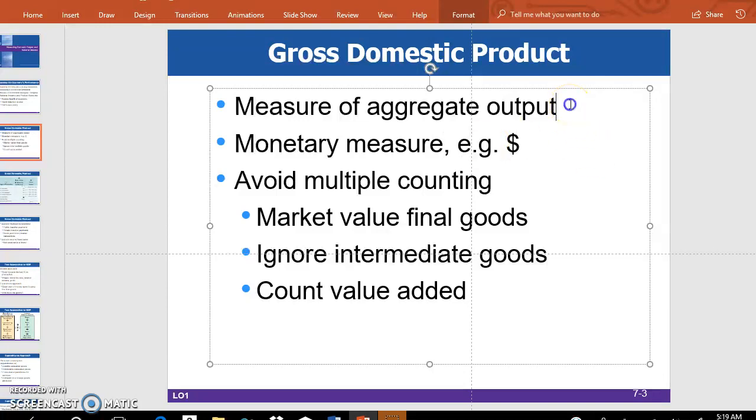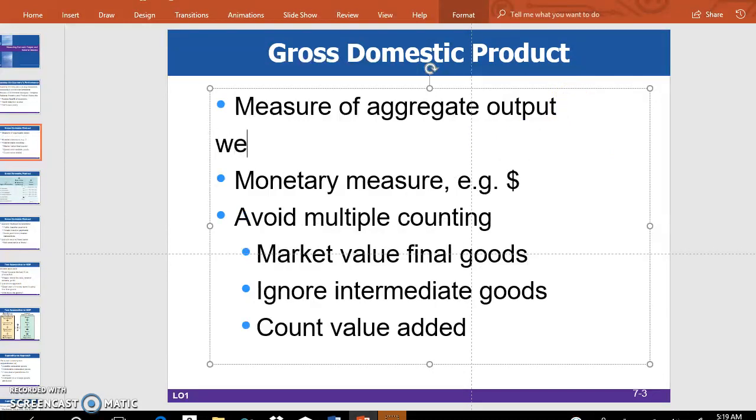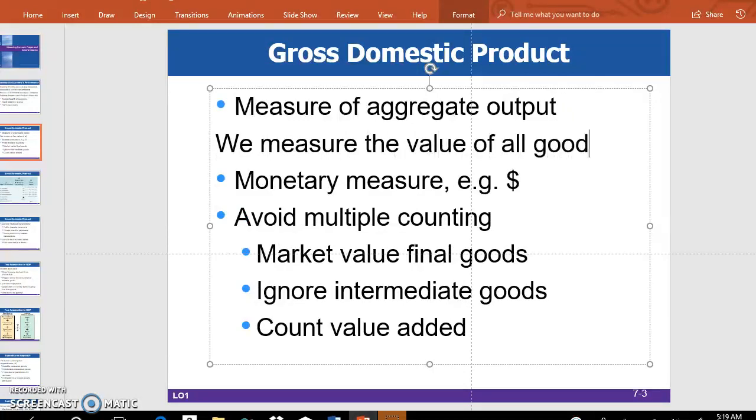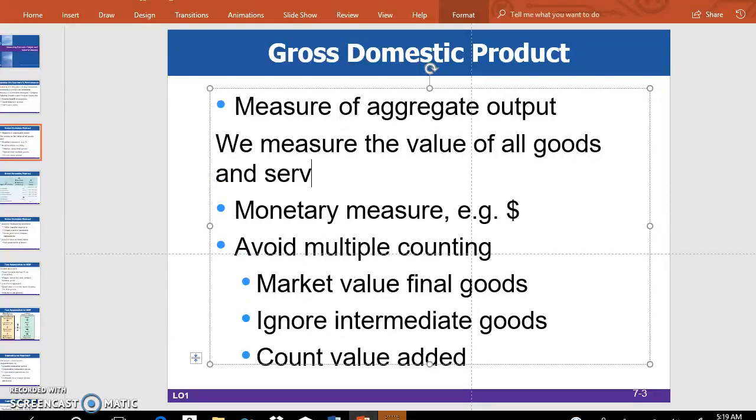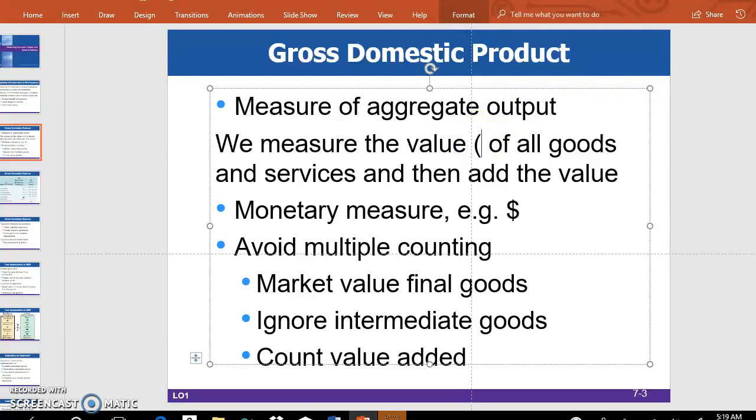And aggregate output means that we measure the value of all goods and services and then add the value, right? So value we measure in what? Dollars, right? And that is what we do.